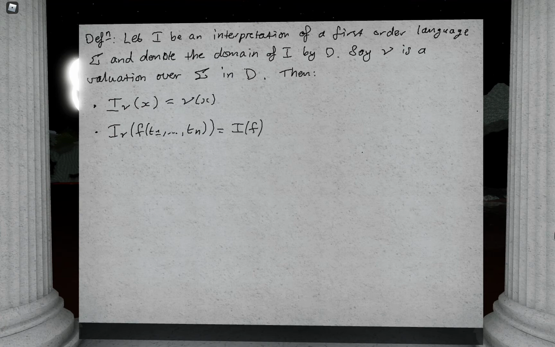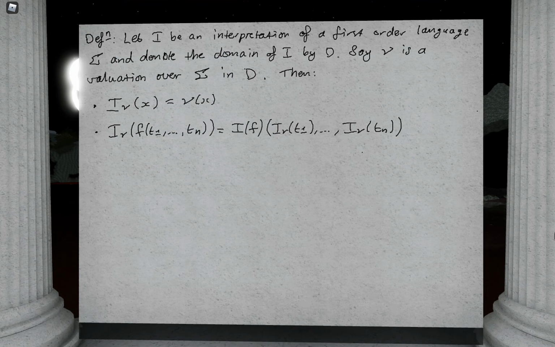So keep in mind I of f is now a function, right? And then I can give that function all of the different terms which themselves have been interpreted. Cool.